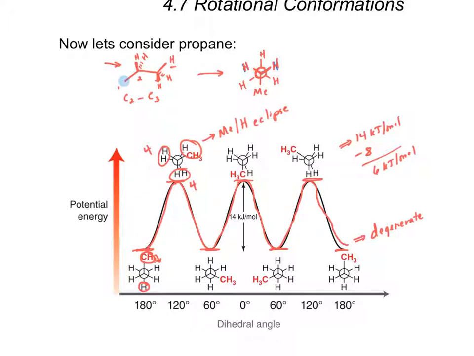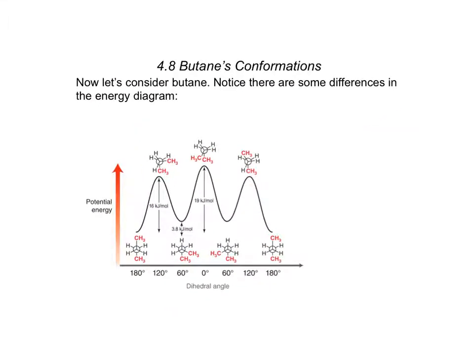Okay, so that's for propane, right? We did ethane first. Now we talked about propane. Who do you think we're going to talk about next? Butane, right? So now we're going to add in one more methyl group, and we're going to talk about the different conformations of butane. We good? Okay, so now butane's going to be a little bit different.